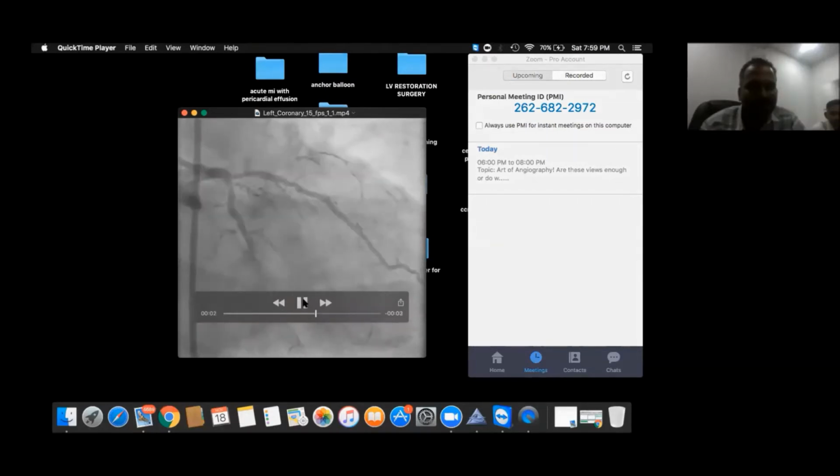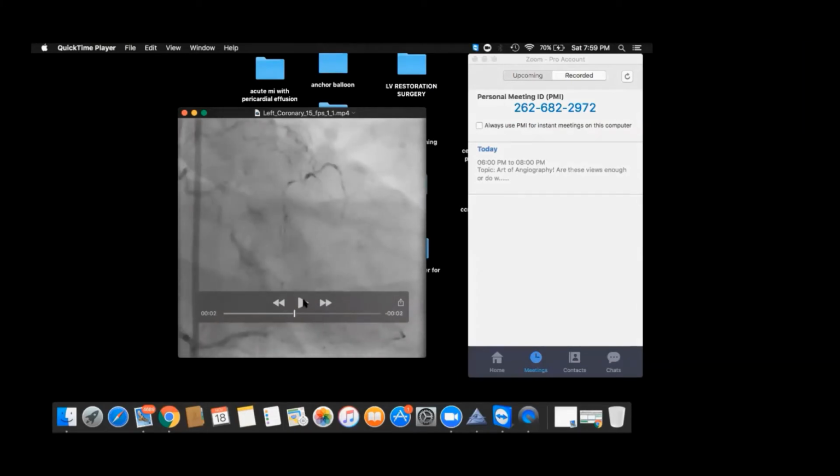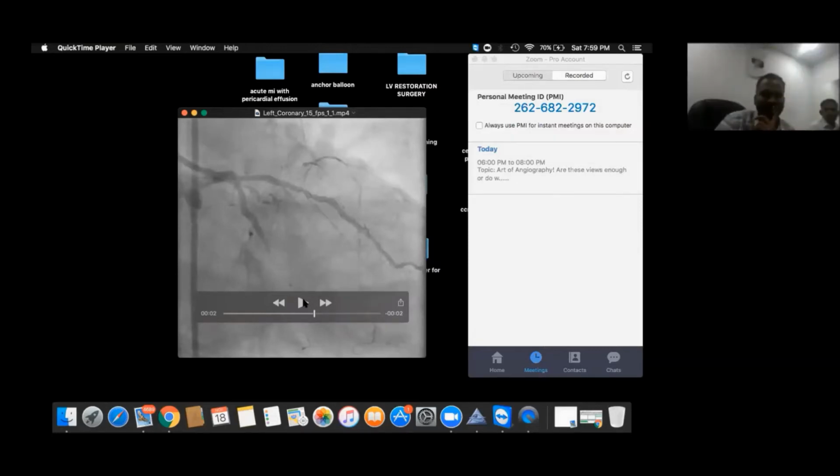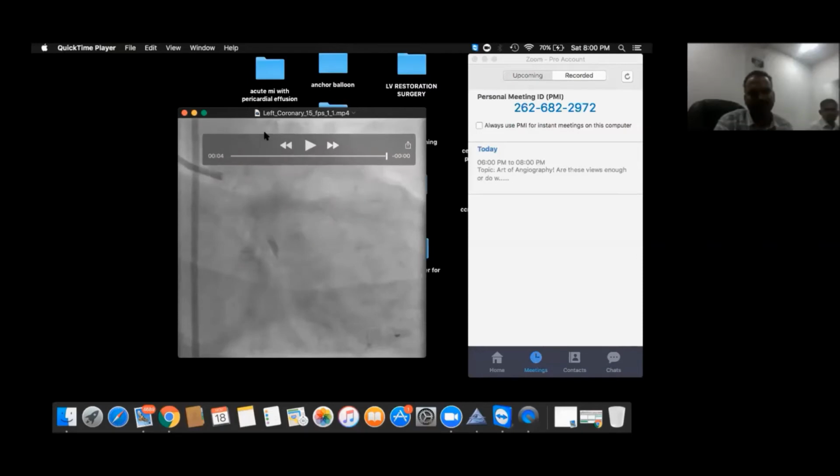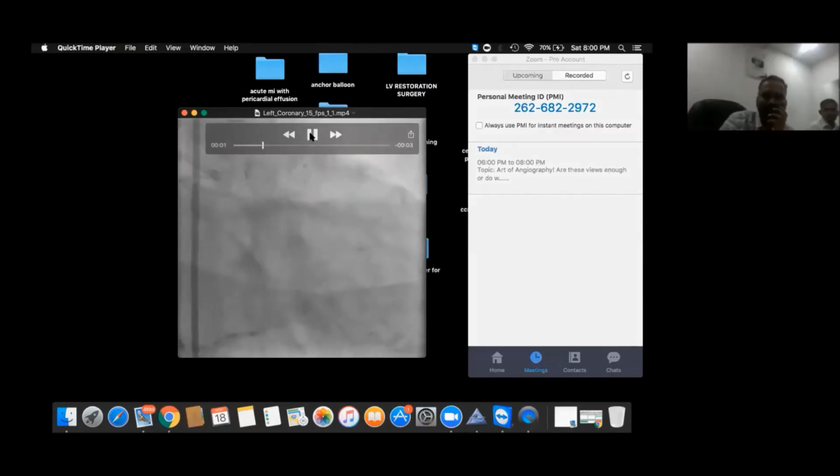Sir, see, I'm giving a dual injection in this case. I'm giving dual injection from the RCA as well as the LAD. There is a total occlusion of the LAD from the ostium, and also of the distal LCX. And what I want, see, how is the distal LAD?